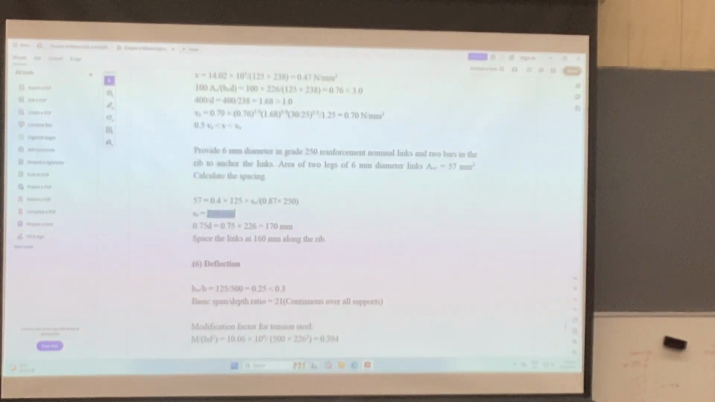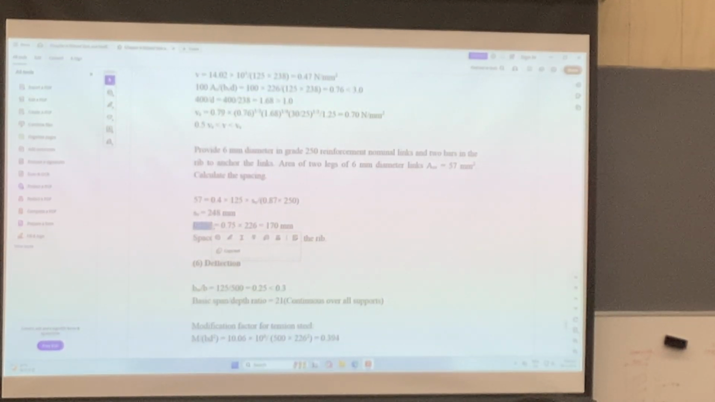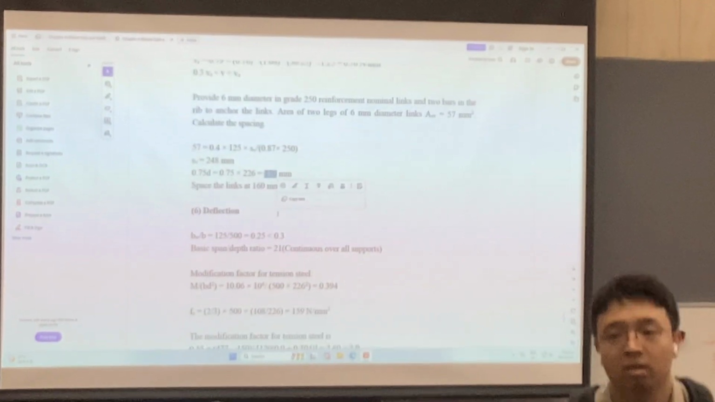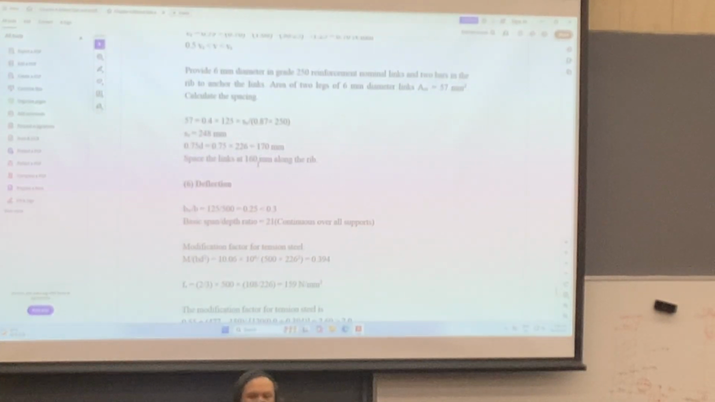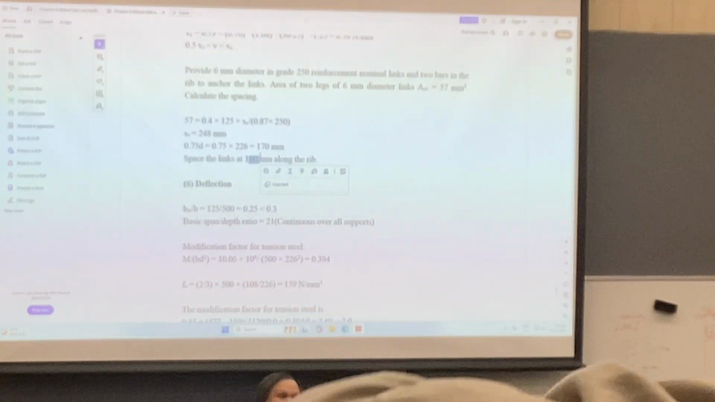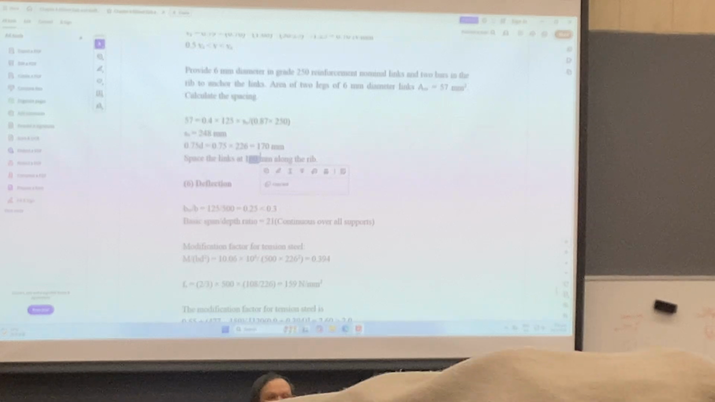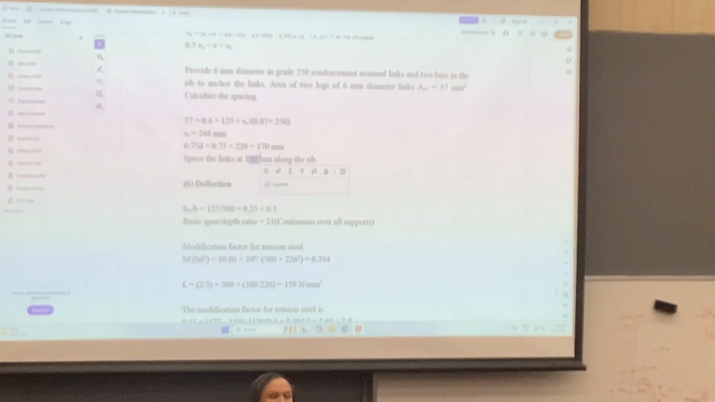So you can see that we find that it is equal to 248 mm, but the distance has to be smaller than 0.75 D. Because we are assuming it is a 45 degree crack, the spacing cannot be more than 0.75 D. And then the D is equal to 226, so we have 0.75 times 226, so it is equal to 170. Now originally, in the real case, the spacing of the links should be limited to 150 mm along the rib. But in the book here, the note states 160. It's still okay. But practically, when you go out to site, usually we will limit it to be 150 mm.